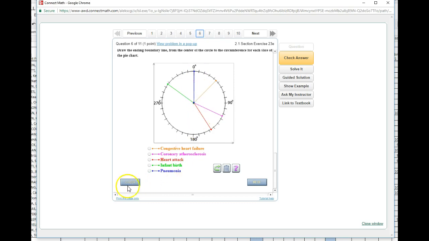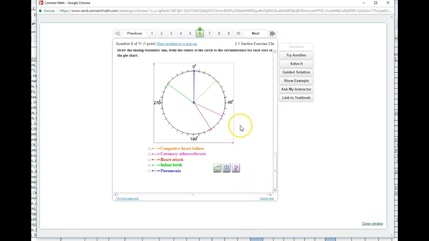Okay. This way you have this slice for congestive heart failure, this slice for the coronary atherosclerosis, heart attacks, infant birth, and pneumonia. And yes, it did count it correct. So get as close to those as you can. Again, you don't start at 0 every time. You have to go to that last line and add on to it.